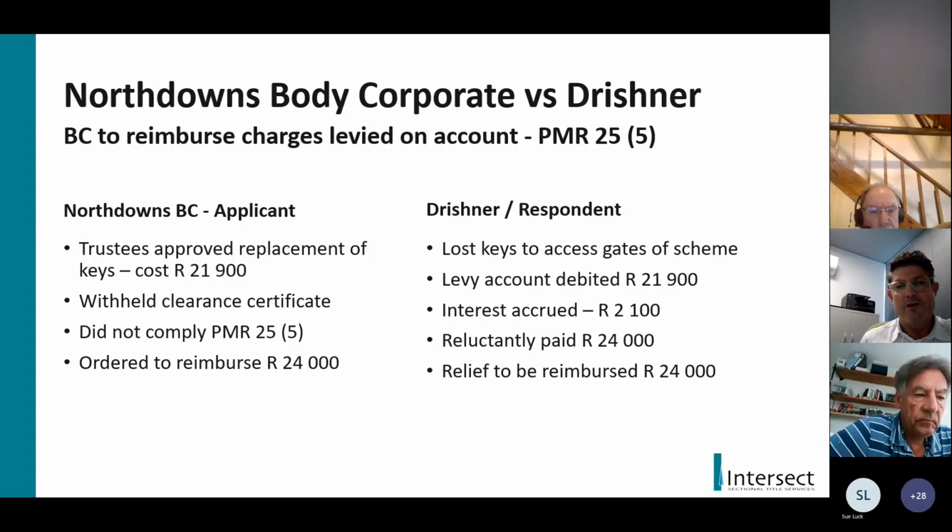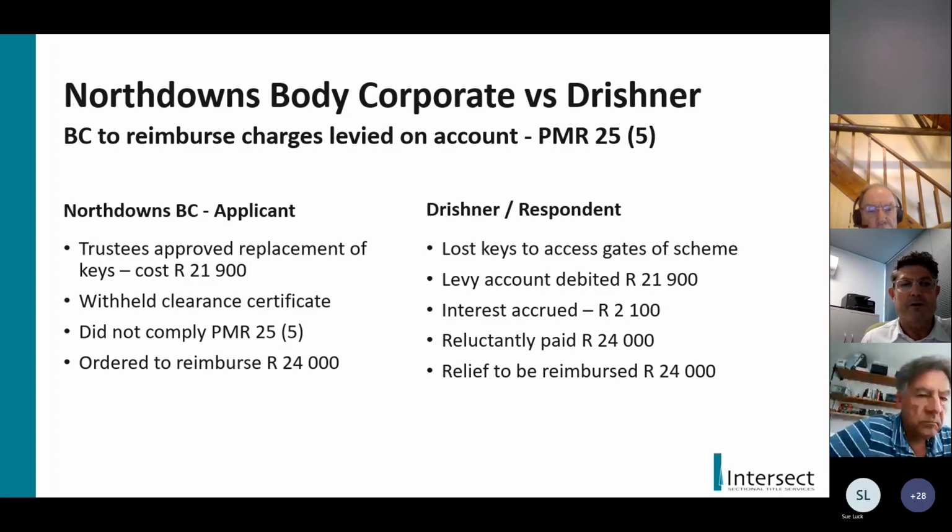And then when the owner, through the attorney, asked for a levy clearance certificate, the body corporate withheld the levy clearance certificate. There was also interest accrued on the 21,900 Rand during that period of 2,100 Rand. The owner effectively paid the 24,000 Rand because he wanted the transfer to go through. But what happened is that CSOS then ruled against the body corporate, and the body corporate had to reimburse the 24,000 Rand to the owner.